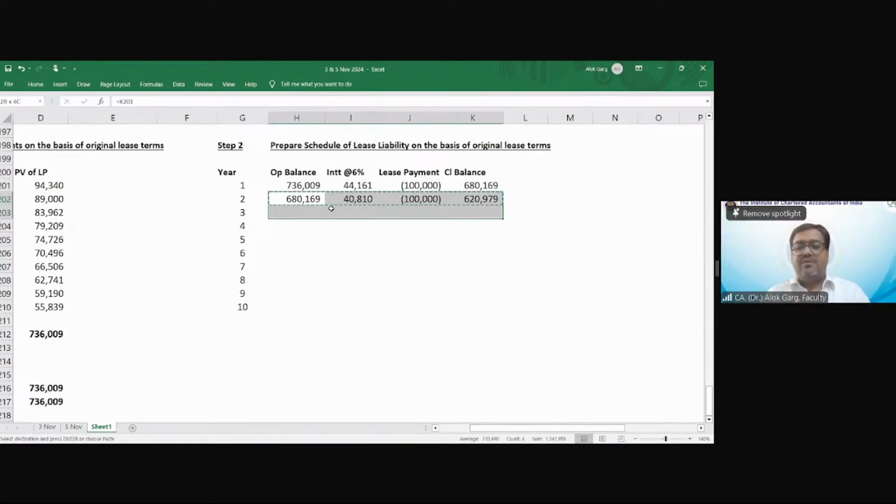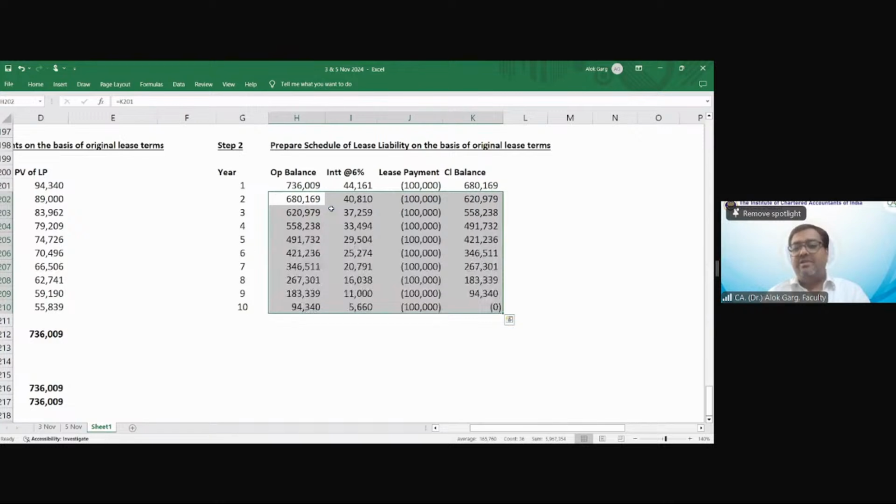Let me drag this to the 10th year. It has to be 0. It has become 0 at the end of the 10th year. What is the accounting entry? For the ROU asset, you need to charge depreciation to accumulated depreciation. For the lease liability, you need to charge interest to lease liability, and payment to bank. Correct?